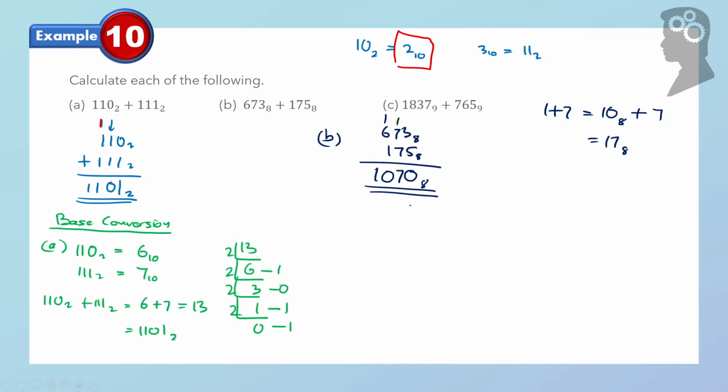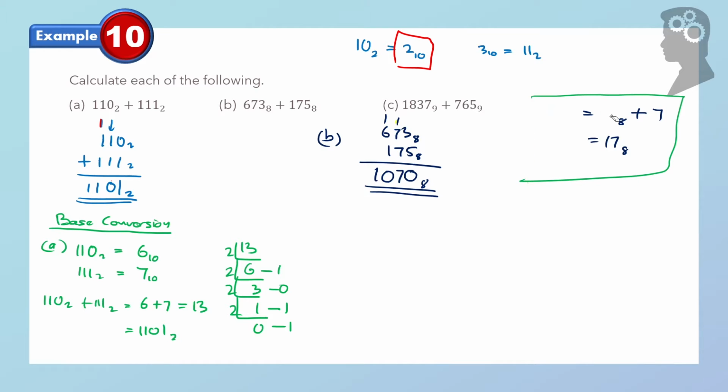So semua boleh faham tu? Ada soalan? Faham? Sorry, cikgu, cara yang 1 tambah 7 kan dapat 8. So dia akan jadi 10 base 8. Yes. Tambah 7 dapat 17 base 8. So kena tukar lah jadi base. Tak ada tukar lah. It's already done. Okay. 17? Yeah, 17 is the answer. Okay. Sorry, saya tak faham cikgu.